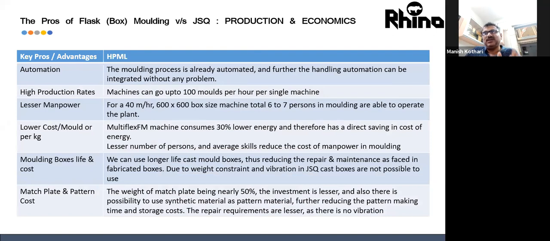The configurations which we are doing today, you can go from a very simple standalone to fully automated mode. It can be modular, it can be planned, and the investment can be broken down. But yes, there's an advantage to go to full automation with high pressure. You can get up to 100 moulds per hour from high pressure at a consistent rate.